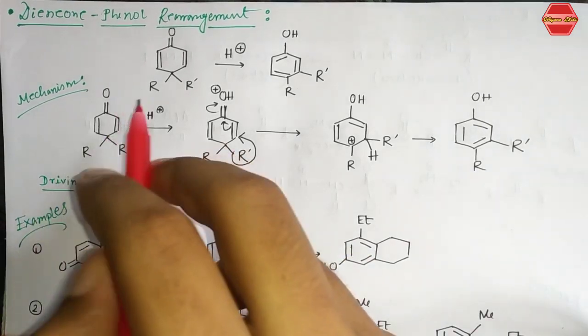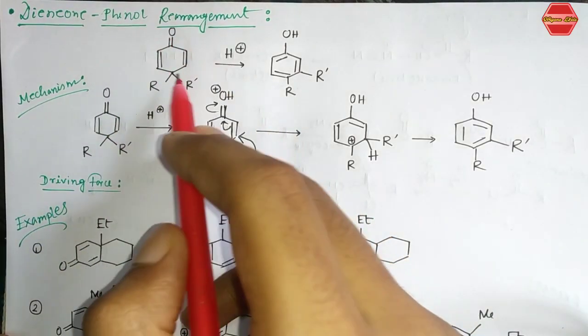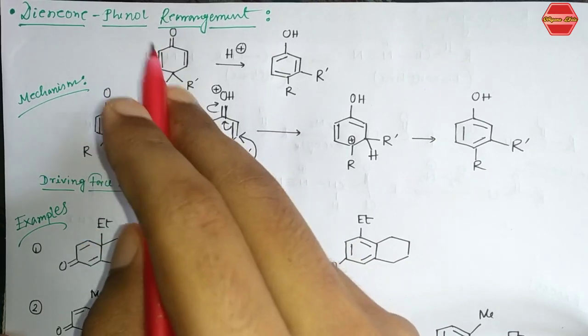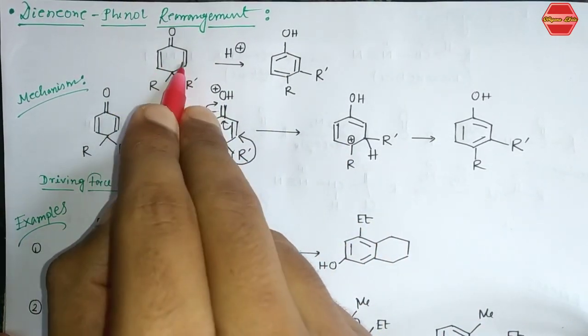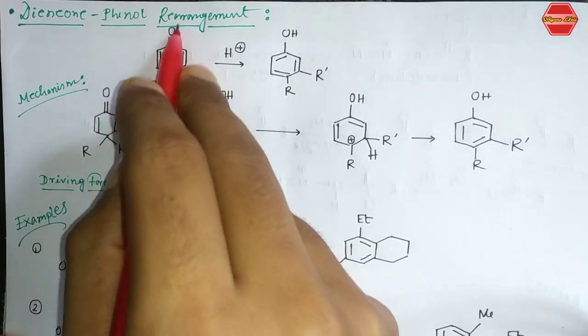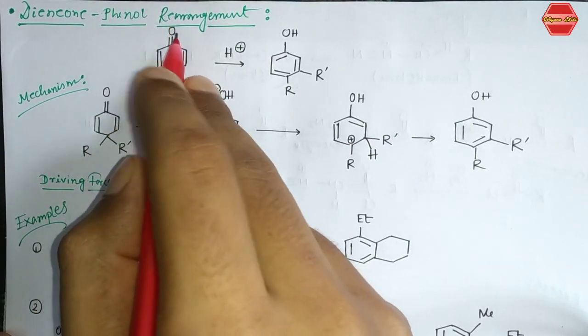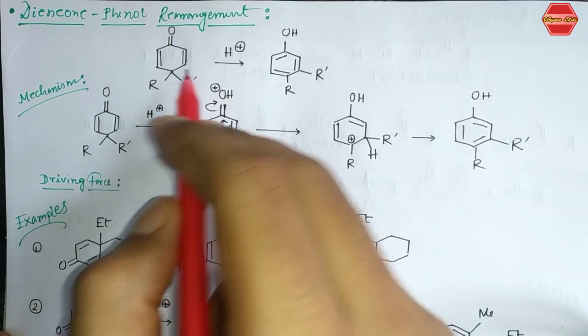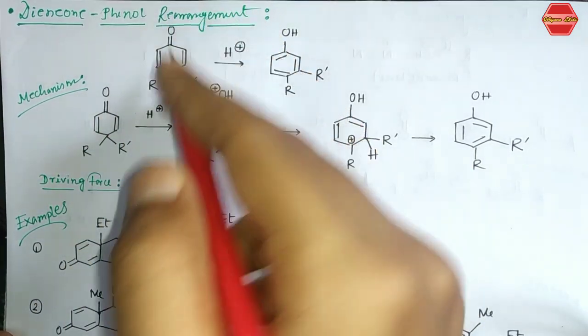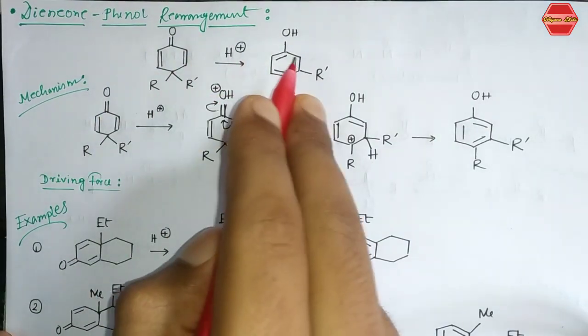Okay, so at first you have the dienone. Why is it called dienone? You can see that there are two double bonds, so that is called diene, and one double bond to O, that is called one. So that is why this overall compound is called a dienone. So the dienone to phenol rearrangement.